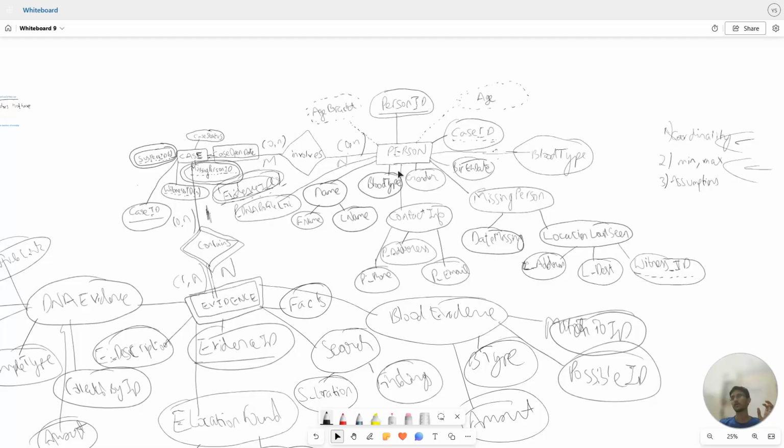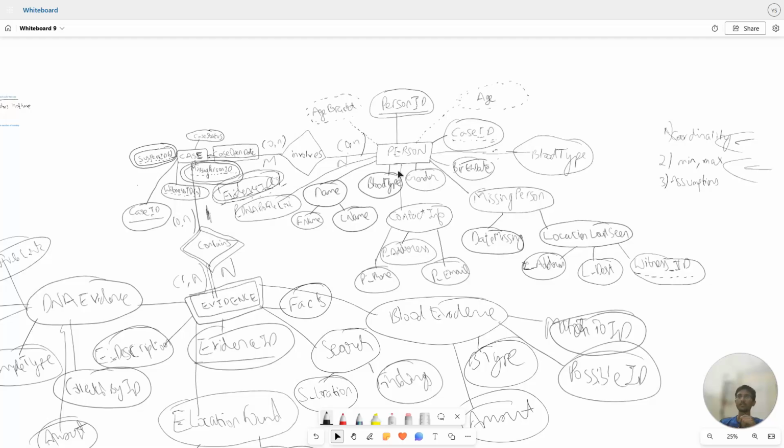Now, going the other way around, when I enter a person record in the database, does it have to be linked to a case? No. I'm saying that a person may not be linked to a case yet, but I'm going to put them in my database for now. So that's why I'm putting 0 to n over there.